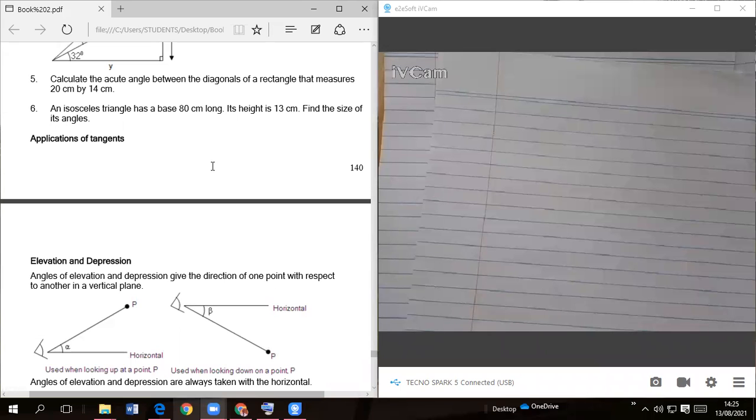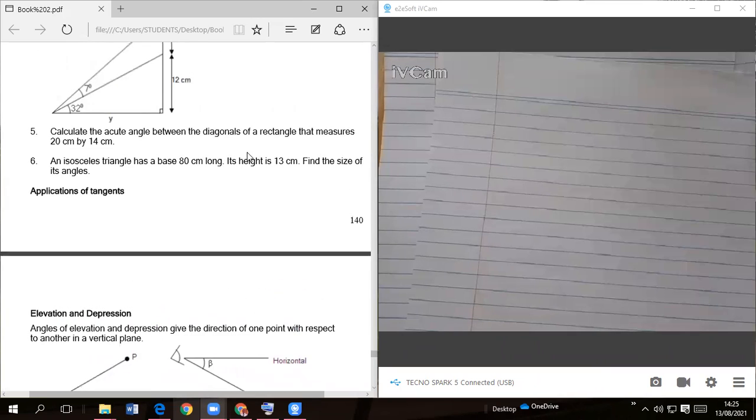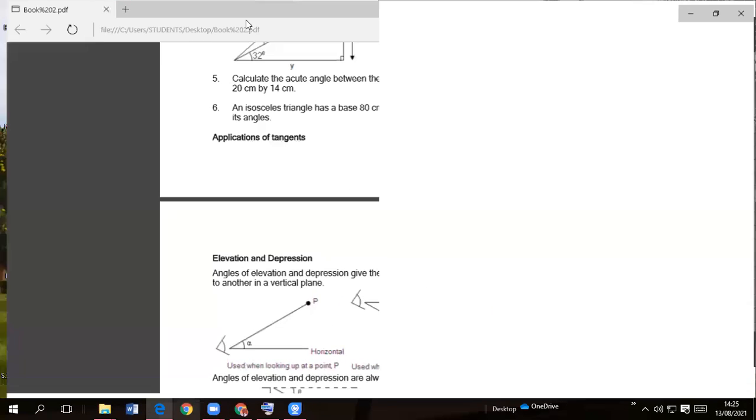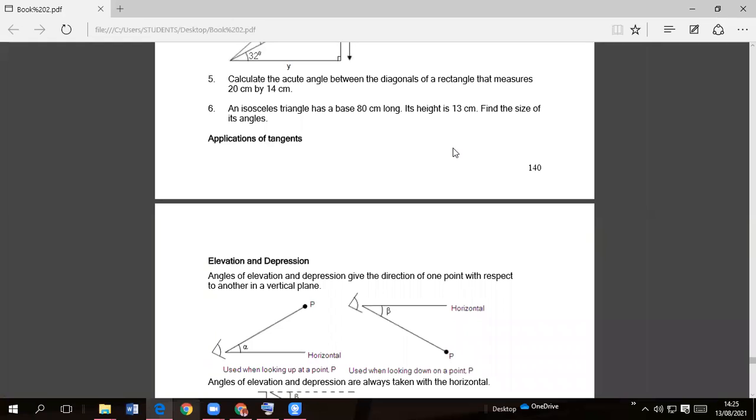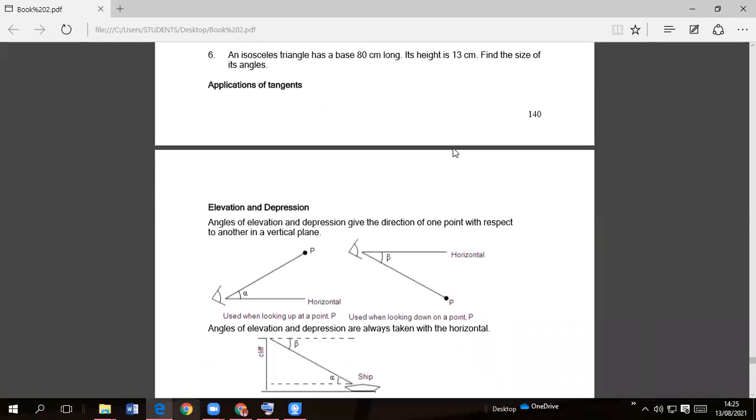You have already seen the things that tangents are applied to in daily life to determine some things, maybe to determine the height of a building without measuring the building, or to determine the distance from the earth to the sun. You don't have to measure that distance, but you can use trigonometry and get the value.